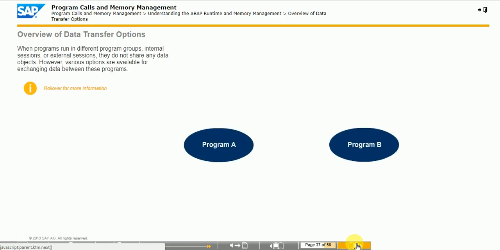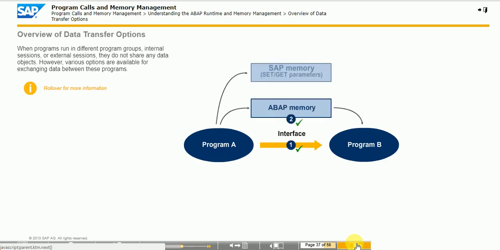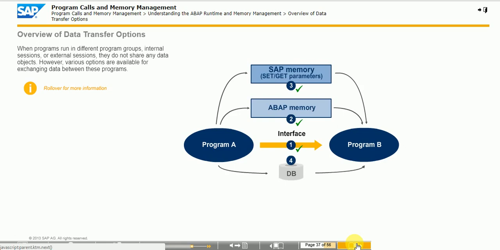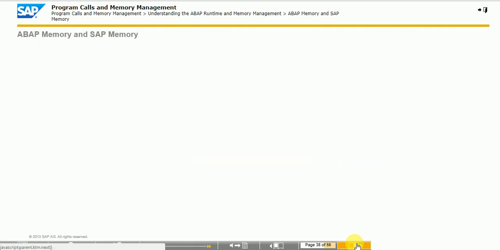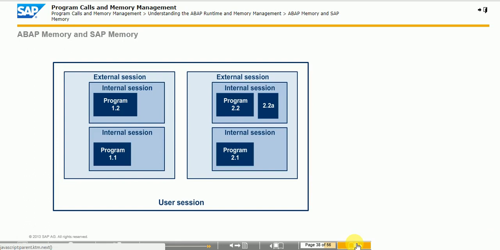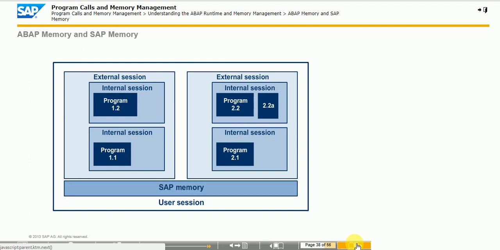Some techniques for passing data are as follows. Interface of the called program, ABAP memory, SAP memory, database tables, local files on the presentation server. When you need to transfer data between two different programs but cannot specify the data as an addition in the program call, you can use the SAP memory and the ABAP memory to transfer data between programs. Consider the following while using SAP memory and ABAP memory to transfer data between programs.